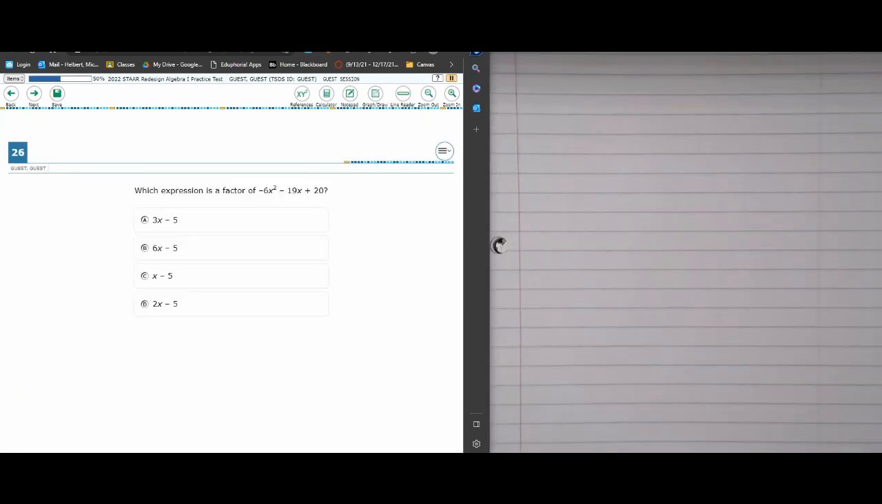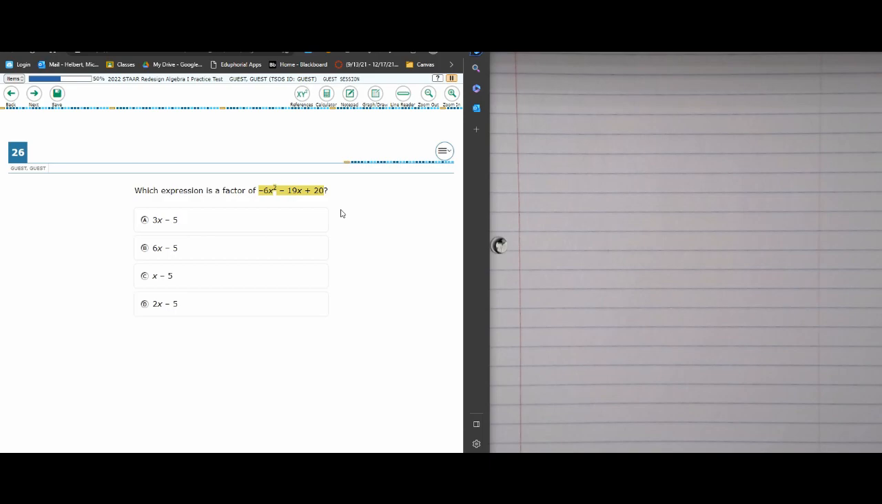In problem number 26, notice it says which expression is a factor of negative 6x squared minus 19x plus 20. So we are going to have to find a factor. And I think this one is going to be a little bit more challenging than some. Some of them will actually give you both factors, and you can just FOIL it out and see if it matches the answer. In other words, we can work backwards. In this case, this one does not allow us to work backwards. So that makes it a little bit more challenging.